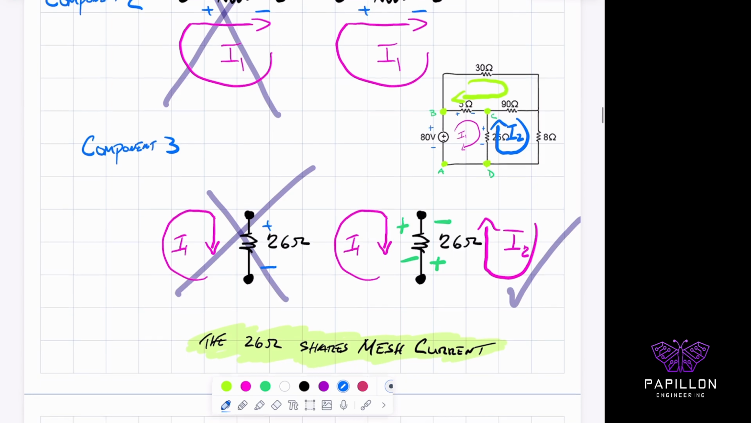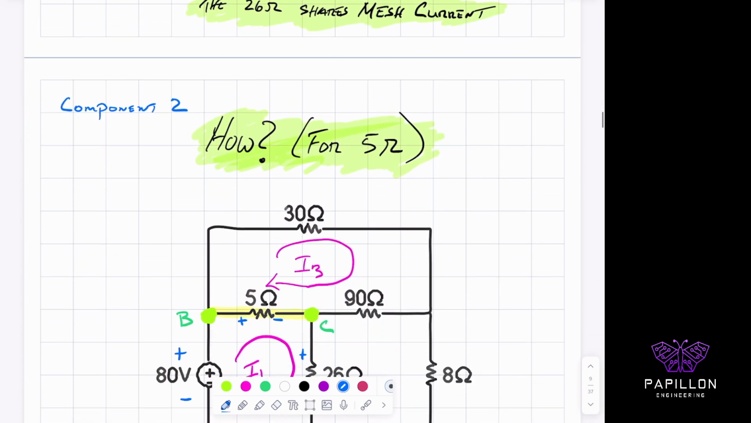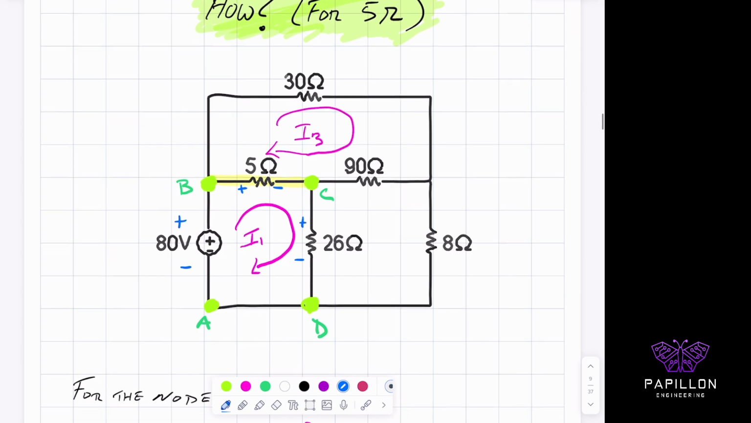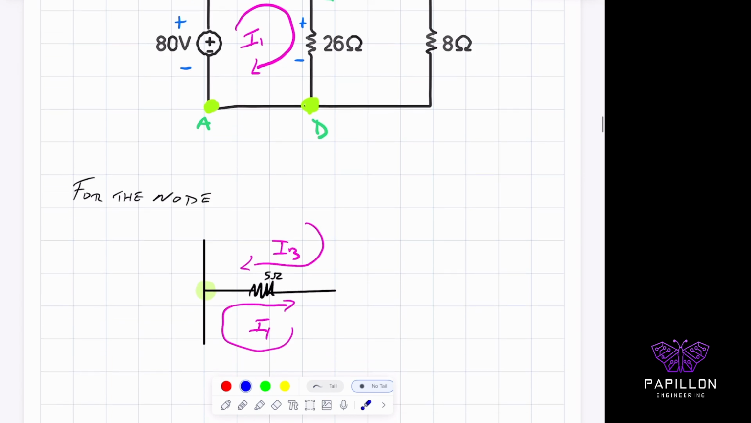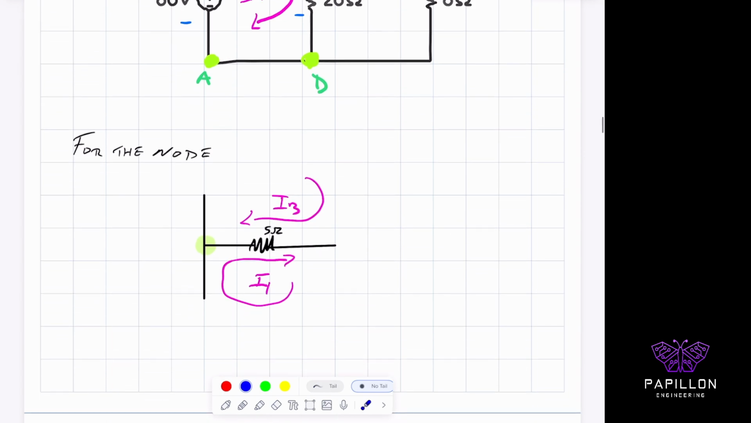And again, the 5 ohms has the same. So let's look at that in a little more detail here. Now that I drew this, I blew it up for you so you can see a little more clearly. I highlighted branch BC in yellow, and it's showing you that the 5 ohm resistor has a contribution from the I1 current and also a contribution from the I3 current. So here's a visual of how that actually looks.